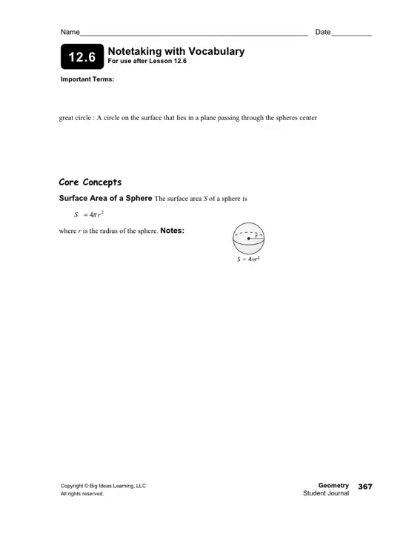Hey guys, so today we're going to be talking about the surface area and volume of a sphere. Before we start, I want to talk to you guys about what a great circle is. A great circle is a circle on the surface, or rather on the surface of a sphere, that lies in a plane passing through the sphere's center. Okay? So what that means is it's basically the largest circle that you can draw around a sphere.